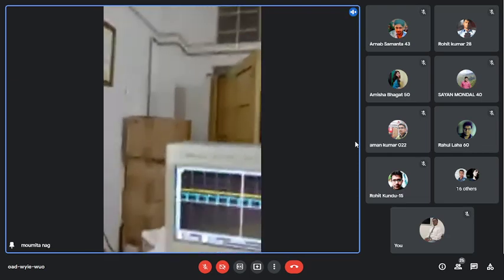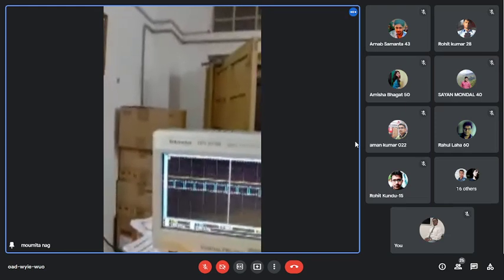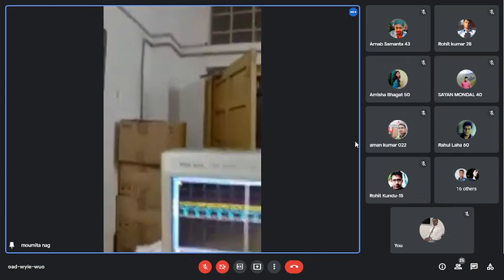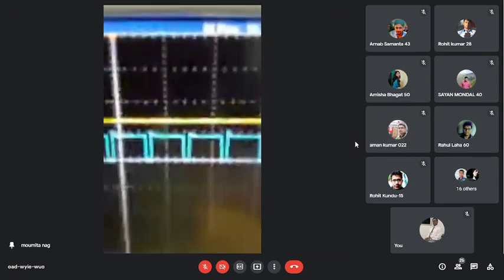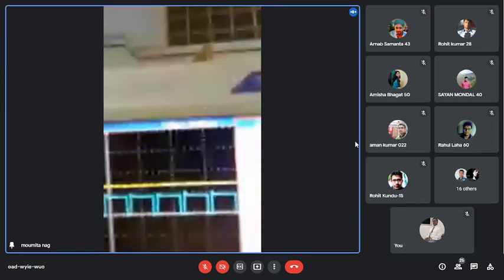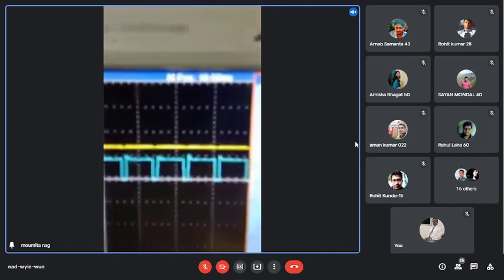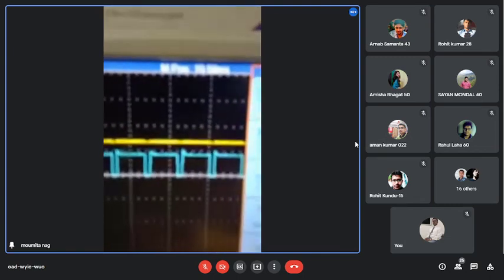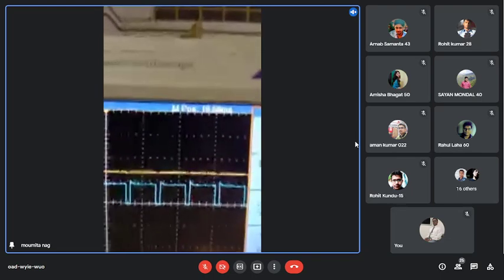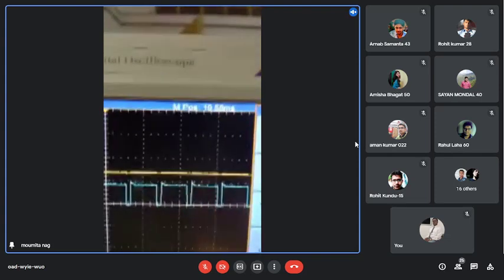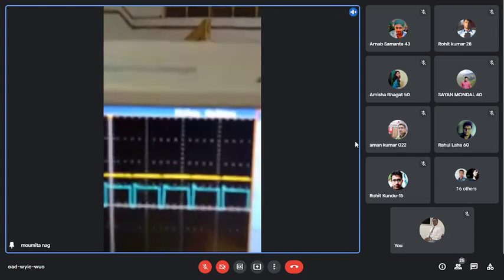What will be the frequency? 1 by 400. How much is that? 2.5 kilohertz. Okay. So this is the carrier frequency. When the message signal is absent, the timer is working in astable mode and generating one square wave. The frequency of that square wave is 2.5 kilohertz. It is acting as the carrier signal.